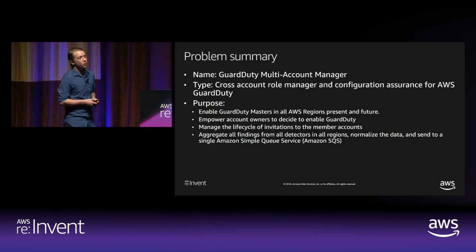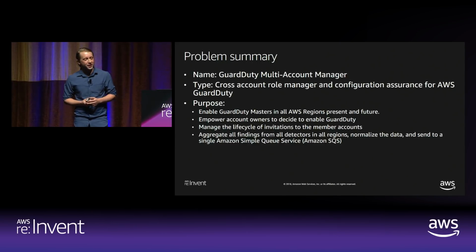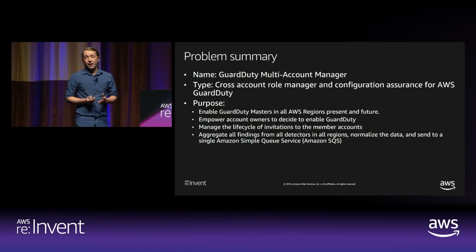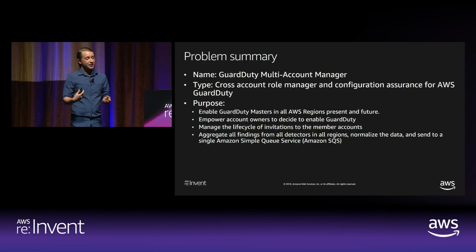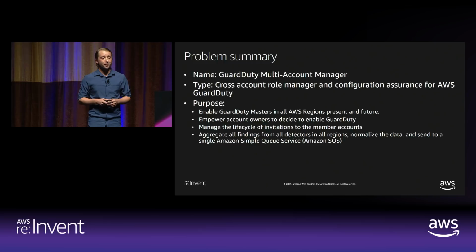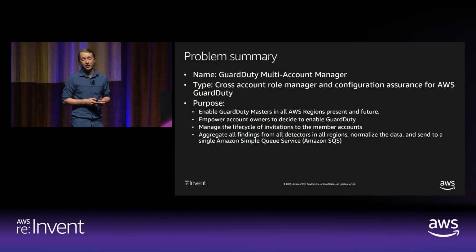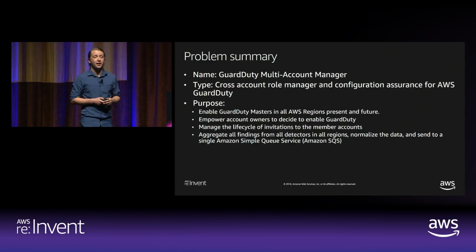The goals here are pretty simple. We just want to make sure that GuardDuty masters are enabled in every single AWS region in the present and in the future. I think there's 15 regions that are non-GovCloud today, and maybe there'll be a new one by the time I'm done delivering this talk. We wanted to empower account owners as well to decide when they wanted to enable GuardDuty. So we like to give our customers lots of choice as a security team. We wanted to then manage the lifecycle of invitations to those member accounts and aggregate all the findings from all of the regions for all the detectors in one place. And we wanted that to end up in Amazon SQS.